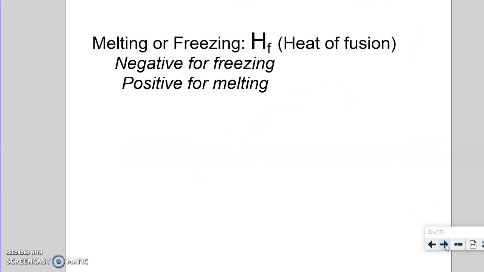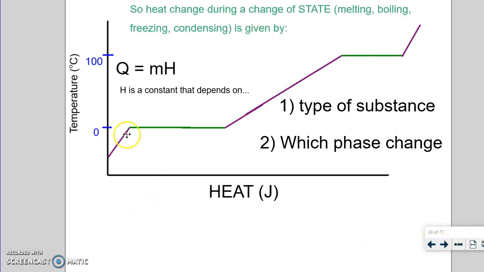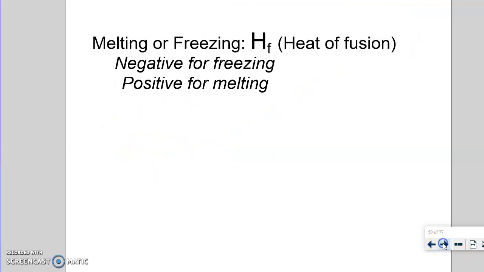So we have different names for these H's. If you're melting or freezing, again, doesn't matter if I'm going this way or that way, this heat is governed by H sub F, which stands for the heat of fusion. Fusion is what we call it, whether you're melting or freezing. A lot of times people think it's the heat of freezing, but it's actually fusion. So the heat of fusion for water, I think it's like 334,000 joules per kilogram. But a thing to remember is that if you're freezing something, it's a negative value, and if you're melting it, it's a positive value.